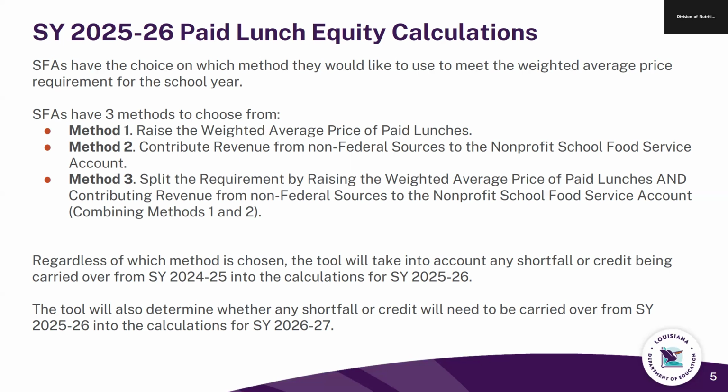Regardless of what method you choose, the tool takes into account any shortfall or credits that are being carried over from the 24-25 school year into the calculations for the 25-26 school year. The tool will also determine whether any shortfall or credit will need to be carried over from the 25-26 school year into the next school year, 26-27.